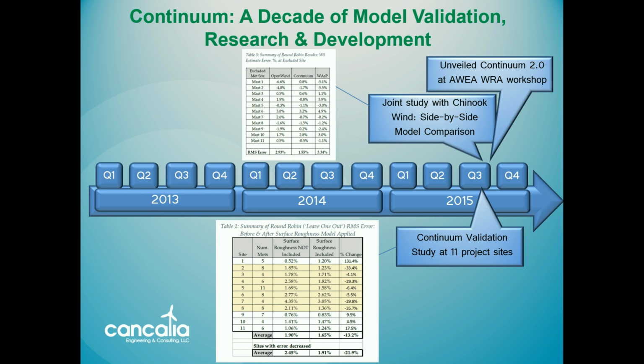By combining empirical observation with fluid theory, Continuum has evolved into a highly accurate method of predicting wind speed quickly and easily.